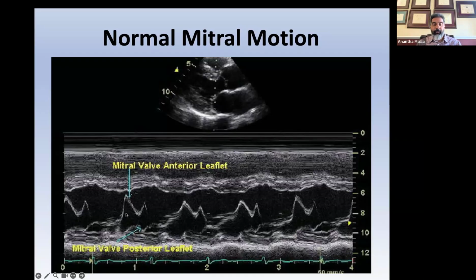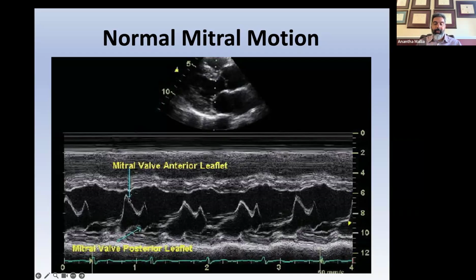What happens is during diastole, the mitral valve opens, and so the anterior leaflet moves anteriorly up into the LVOT. That's normal. That's happening when blood is being sucked from the left atrium into the left ventricle. That causes the mitral valve to swing open and that anterior leaflet to go up.